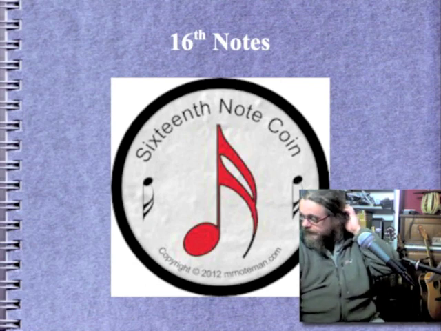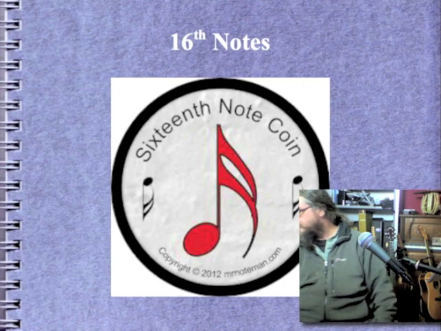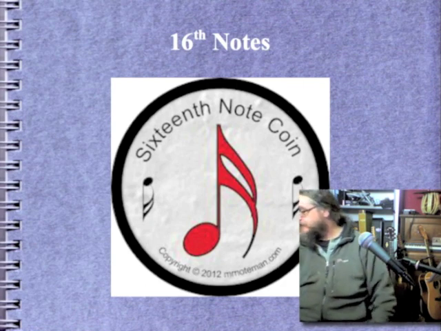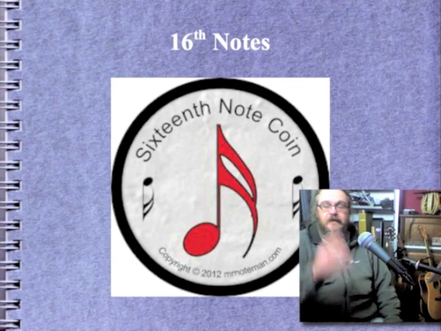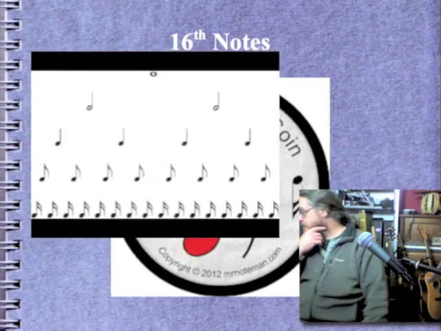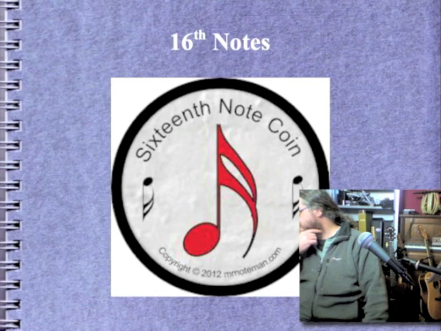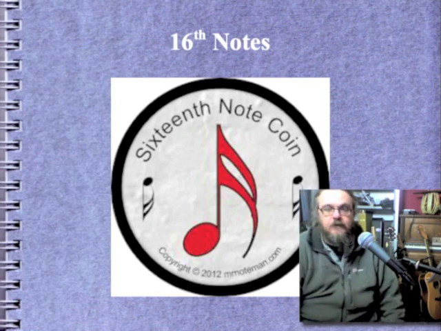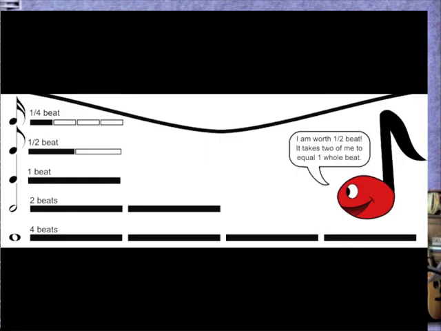64th notes are hemi, demi, semi quavers, and the 32nd notes are demi, semi quavers, and the 16th notes are semi quavers. Those are our units of currency, and we can use anything from 64ths to half notes to get the change for our whole note.